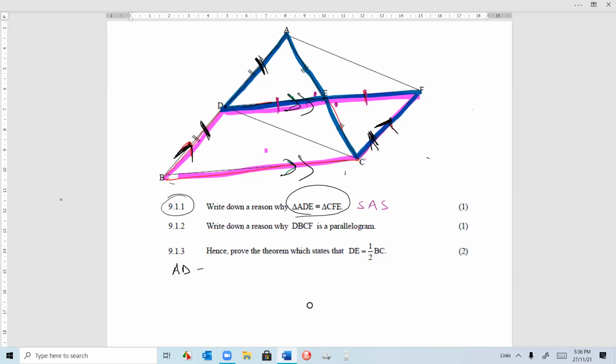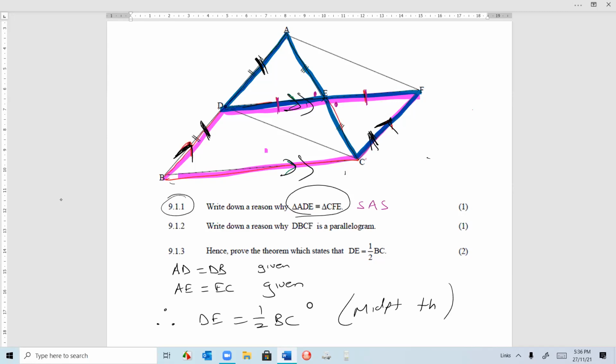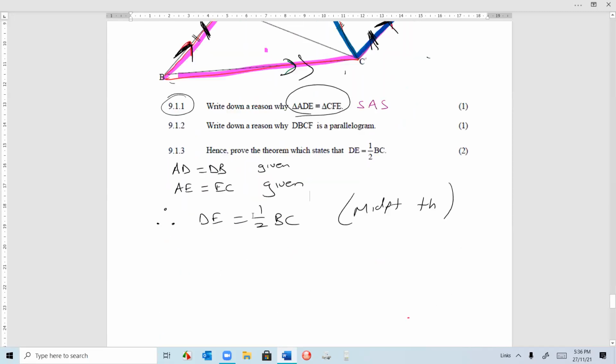So I would say AD is equal to DB, and the reason is that it's given. Also, AE is equal to EC, that is given. What I'm actually doing is telling them that D and E are midpoints. And therefore, I can now conclude that DE is equal to half BC, and that is the midpoint theorem. Are you happy with that? Yes, sir.